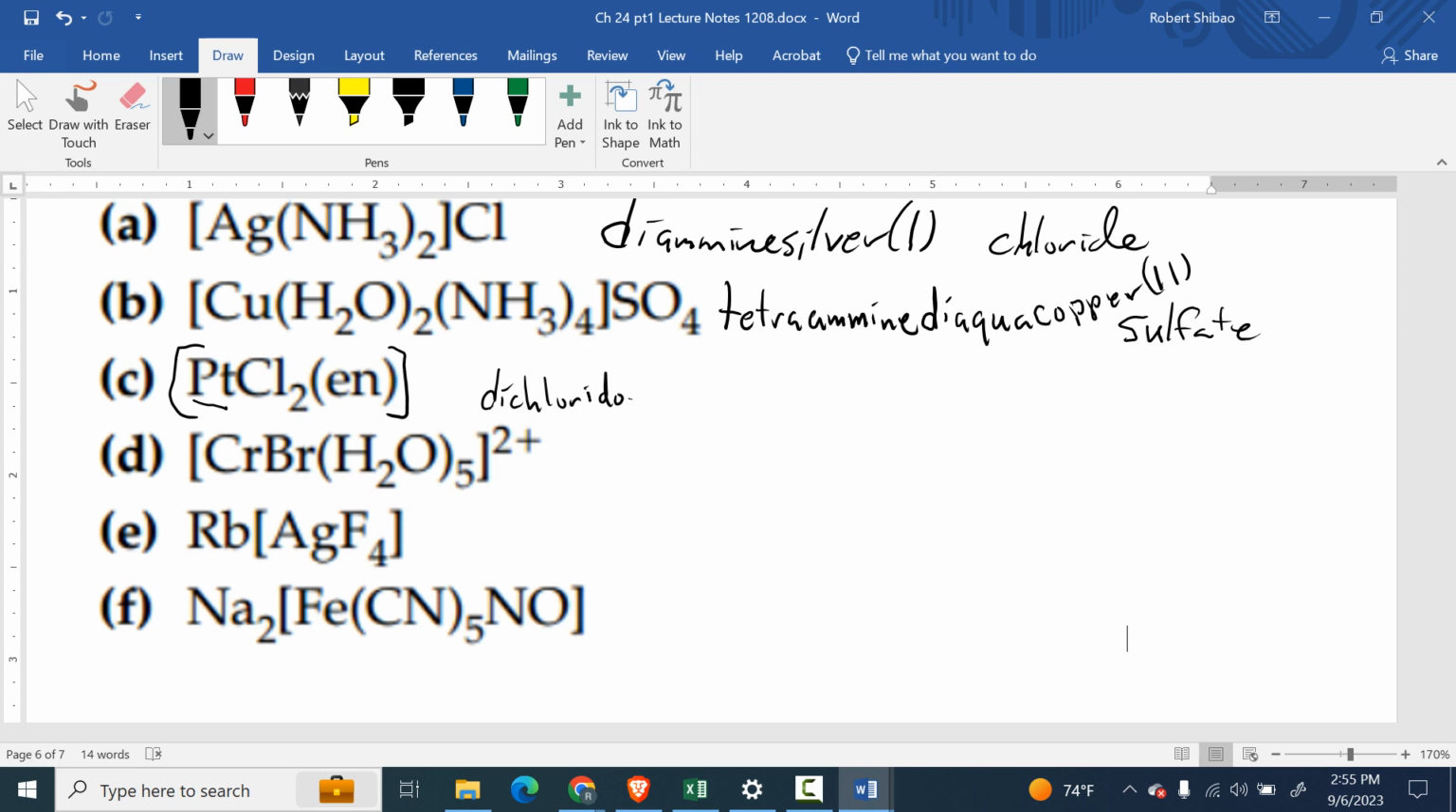Then, can I use the abbreviation, or do I have to spell out ethylene diamine? I have to spell it out, unfortunately. Ethylene diamine with 1 M.